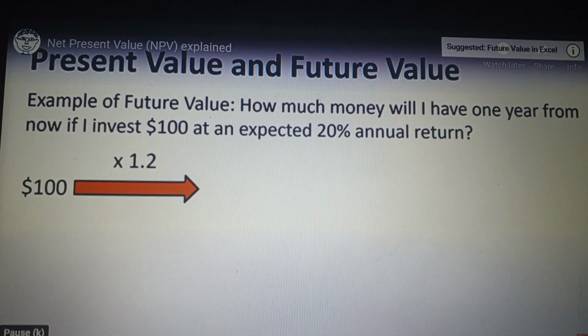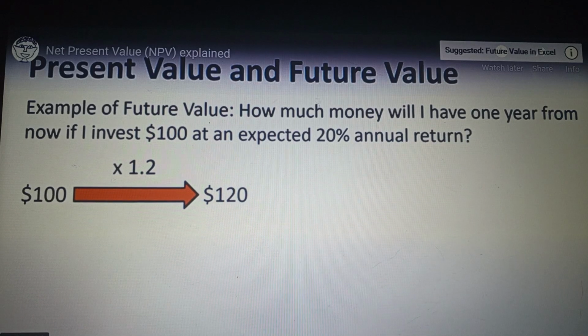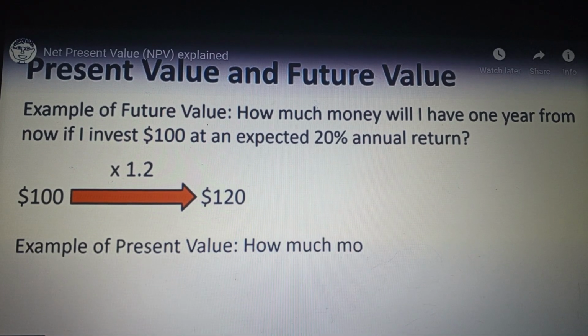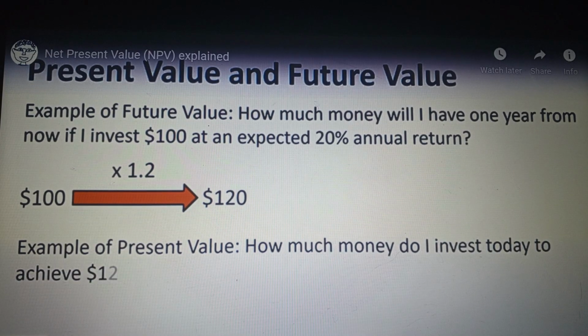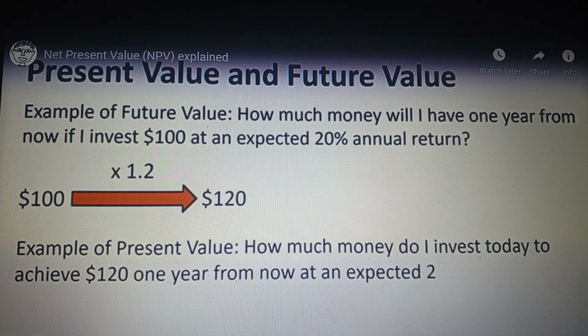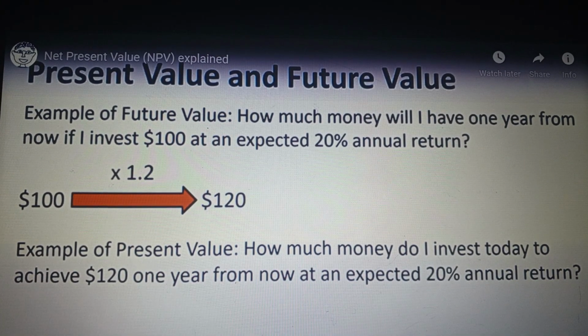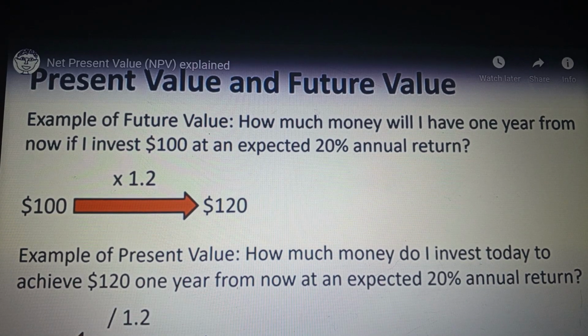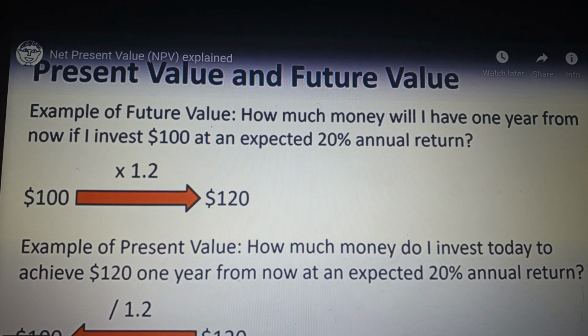$100 multiplied by 1.2 is $120. An example of present value is, how much money do I invest today to achieve $120 1 year from now at an expected 20% annual return? $120 divided by 1.2 is $100.